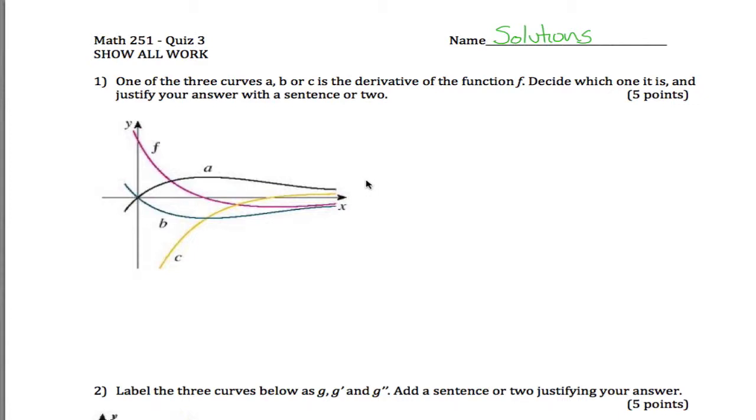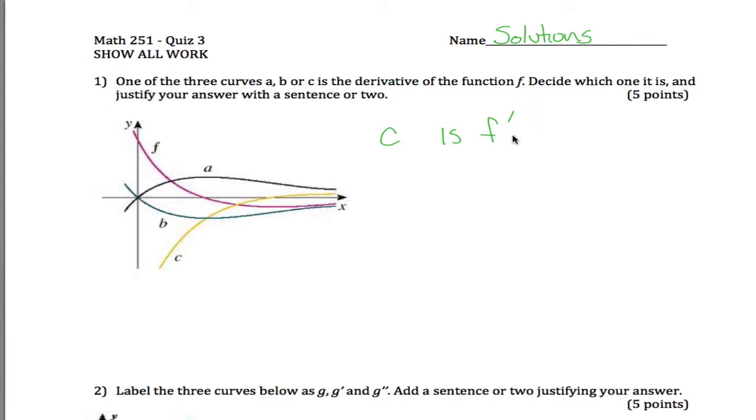All right, here are quiz 3 solutions. So let's see, in the first problem, we're given this function, it looks like it's in purple here, this function f. And then given 3 other functions, a, b, and c, and asked which of these 3 represent the derivative of this function f. The answer is c. C is f prime.